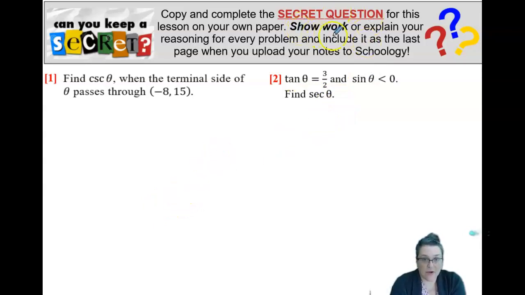So you're going to show your work for each problem and include that as the last page when you upload your notes to Schoology, and then type your answers into the assignment so that you can get them checked and ask questions if you need some help.